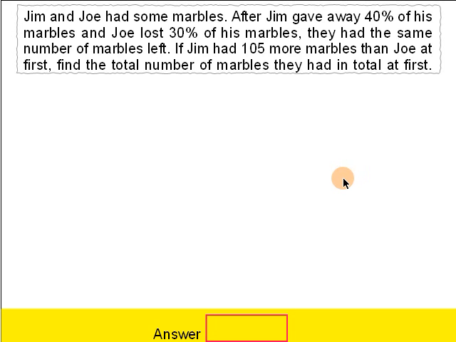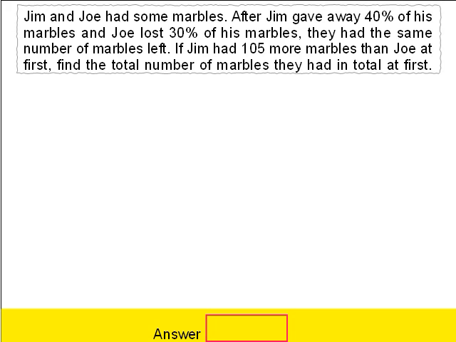Now this question says Jim and Joe had some marbles. After Jim gave away 40% of his marbles and Joe lost 30% of his marbles, they had the same number of marbles left. If Jim had 105 more marbles than Joe at first, find the total number of marbles they had in total at first.